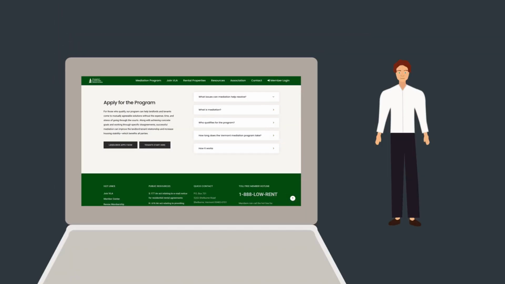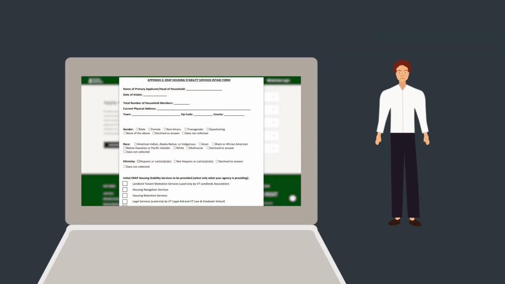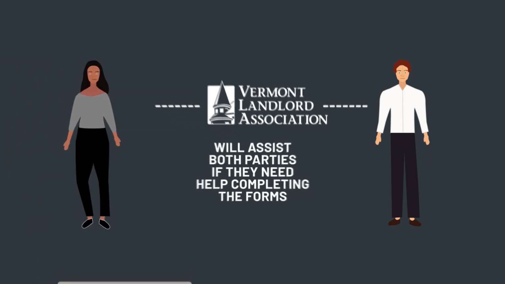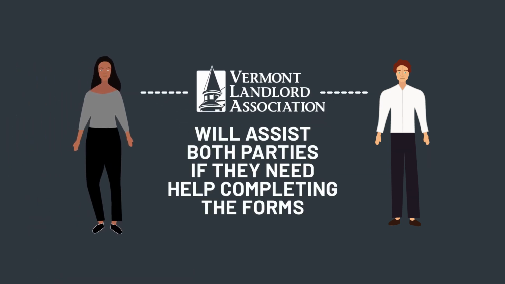The tenant must also complete an ERAP Housing Stability Services intake form for income verification and qualification, which will be provided by the Landlord Association. The Vermont Landlord Association will assist both parties if they need help completing the forms.